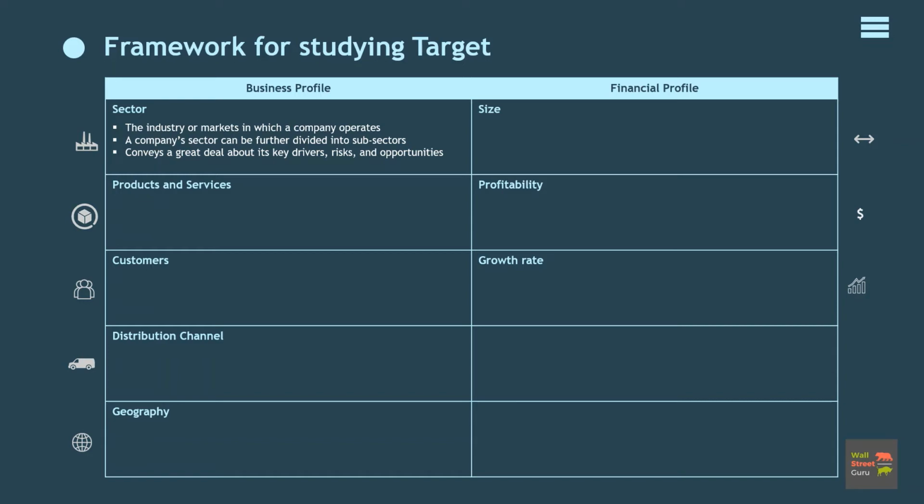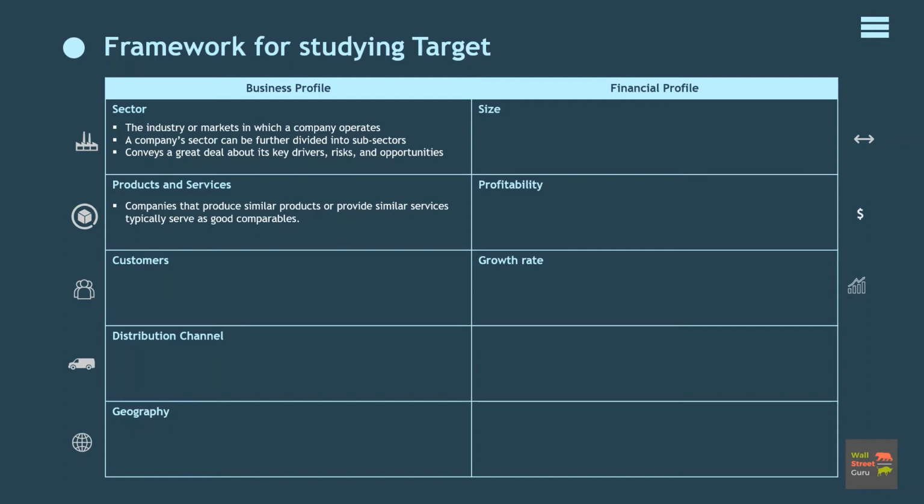For companies with distinct business divisions, the segmenting of comparable companies by subsector may be critical for valuation. A company's sector conveys a great deal about its key drivers, risks, and opportunities. The proper identification and classification of the target sector and subsector is an essential step toward locating comparable companies.